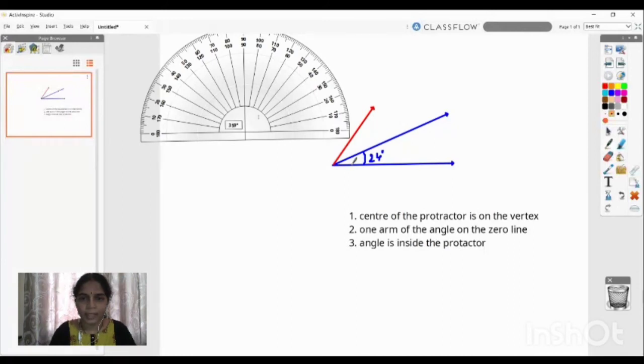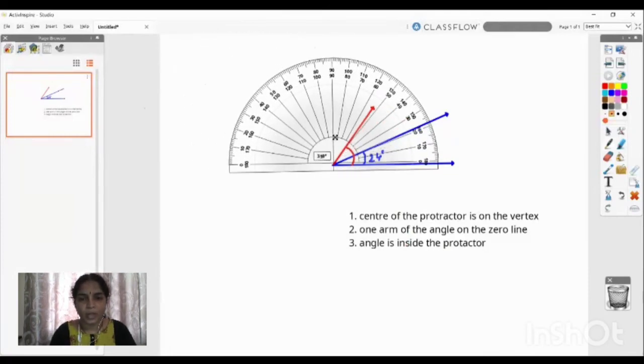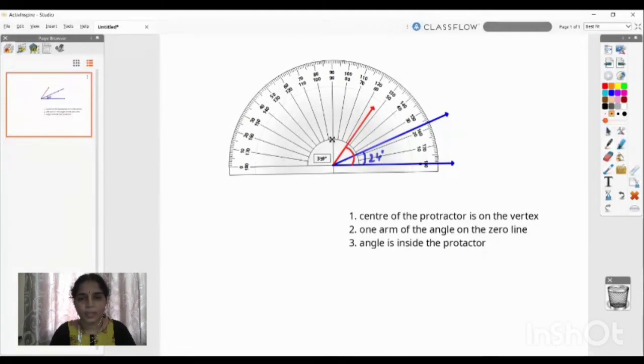Marking the angle, as I told you, we are not supposed to mark like this. That's not the right way. Marking of the red angle is to be done like this. This is the way to mark the red angle. So now I'm keeping the center of the protractor on the vertex, zero line of the protractor is on one of the arms. Now I go to the other arm and the angle that we are going to measure is inside the protractor.